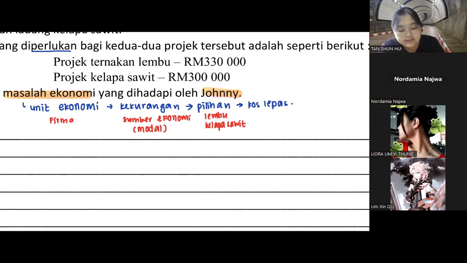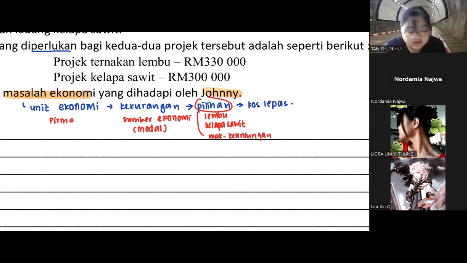But you cannot just tell, okay, they want to make a choice between lembu and kelapa sawit. Now, how does a company make a choice? Right? How do they membuat pilihan? They are always based on what? Whichever that brings them maximum keuntungan. Whichever that brings them profits.